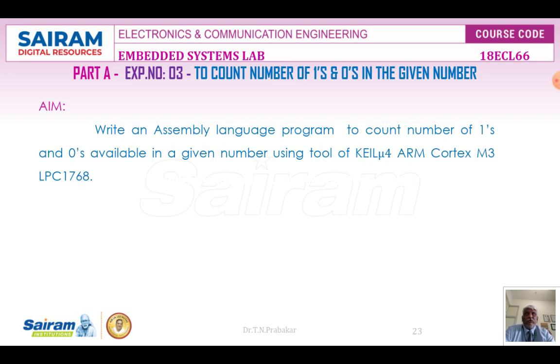So in these 4 bits, there is 1 zero and 3 ones, because 7 equals 0, 1, 1, 1. So there are 3 ones and 1 zero available. Like that, we have to count the number of zeros and the number of ones in the given number. That is the intention of this particular program.